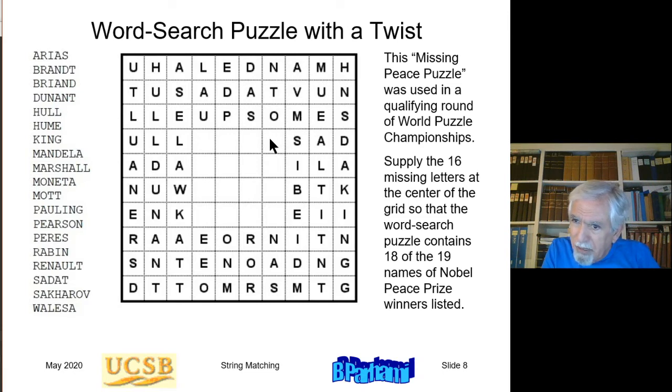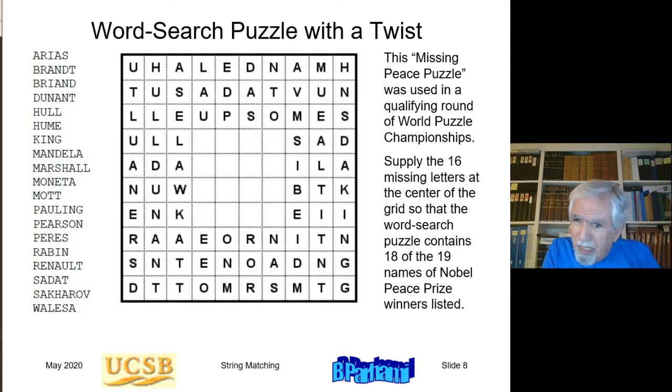So perhaps this entry should be E. You can write down E, and then you complete Hume. But then maybe there is a Hume somewhere else, either completely shown or maybe also incomplete. So it's not certain just because you have H-U-M here, there will be E here. Okay? Another example, Marshall.